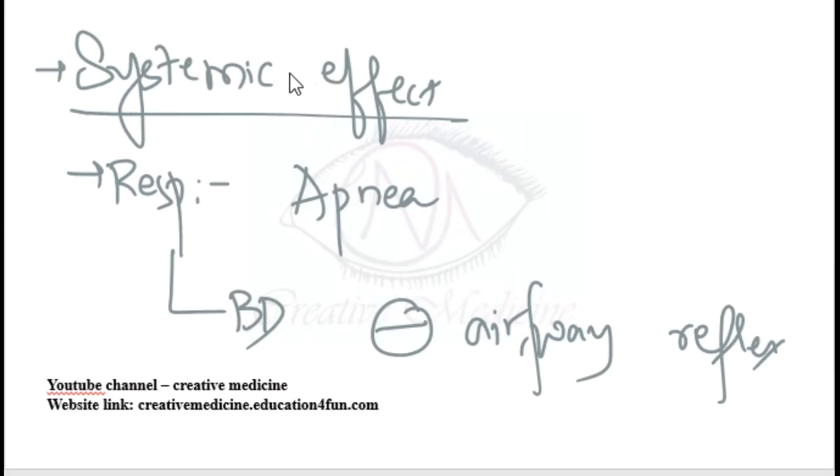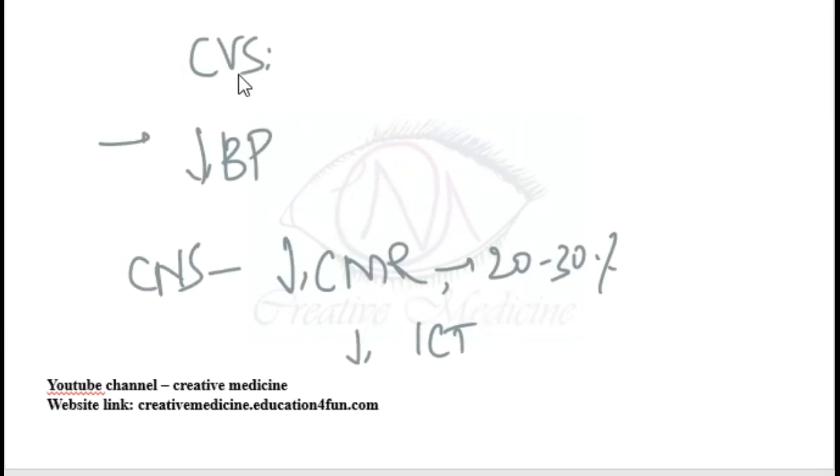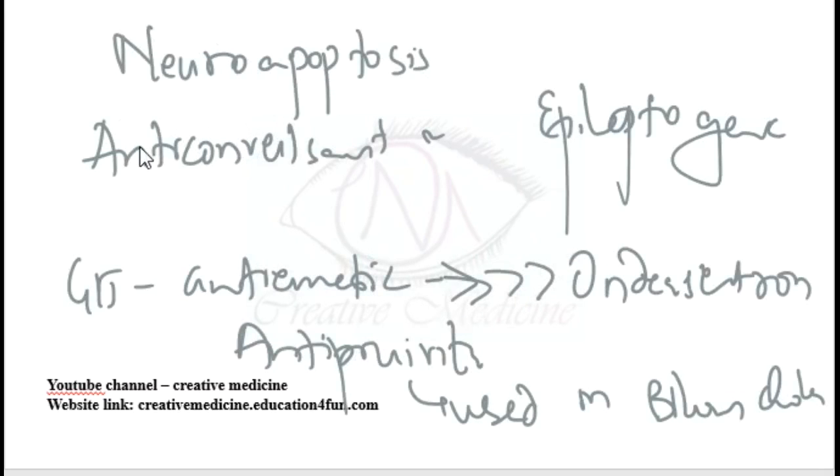Then systemic effects include, in the respiration, it causes apnea, and bronchodilation is also seen, and it causes maximum inhibition of airway reflexes. On cardiovascular system, it decreases the blood pressure. On central nervous system, it decreases the cerebral metabolic requirement of oxygen by 20 to 30%, and it decreases the intracranial tension. Neuroapoptosis is also seen. It is an anticonvulsant and epileptogenic. On GIT, it is an antiemetic, more than ondansetron.